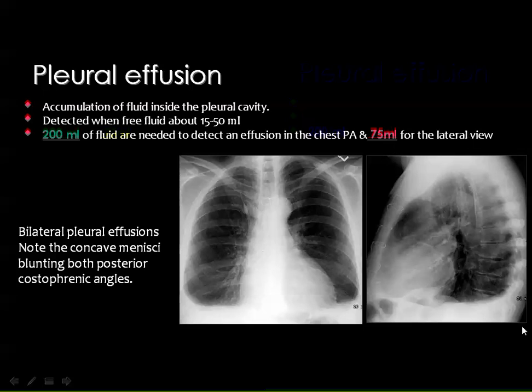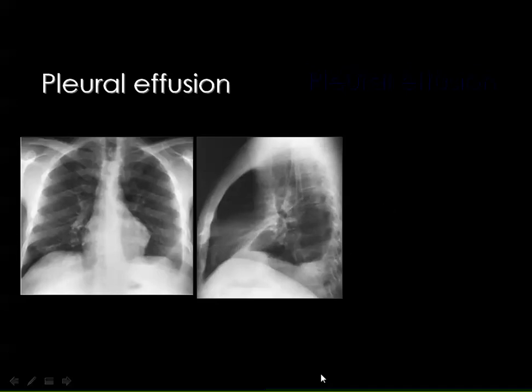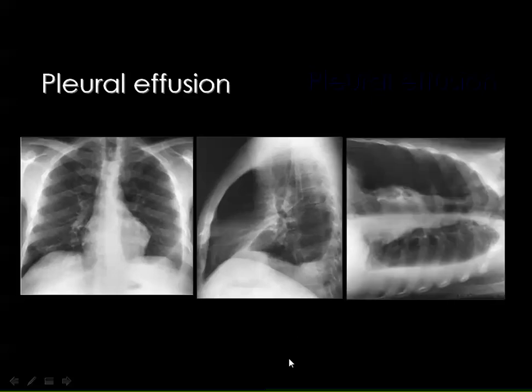You know that the posterior costophrenic angle is deeper than the lateral costophrenic angle, and any fluid obliterating the posterior costophrenic angle can be easily identified in the lateral view. While in the frontal view you need a lot of fluid in order for it to appear as blunting or obliteration of the costophrenic angle. Then whenever a pleural effusion is suspected, we used to do a lateral view.